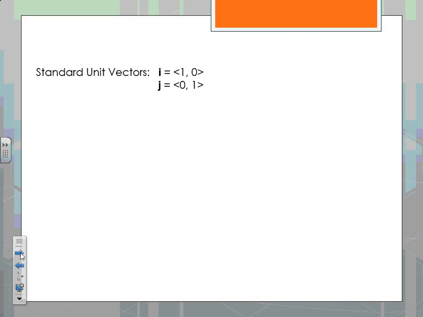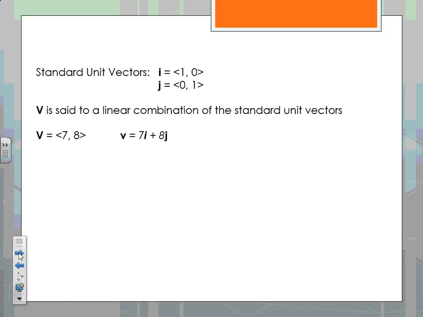Okay, our standard unit vectors, i and j, these should ring a bell. i is the vector 1, 0. It's the horizontal unit vector. j is the vector 0, 1. It's the vertical unit vector. We can write vectors in linear combination form instead. So instead of the vector 7, 8, we can write the vector as 7i plus 8j.